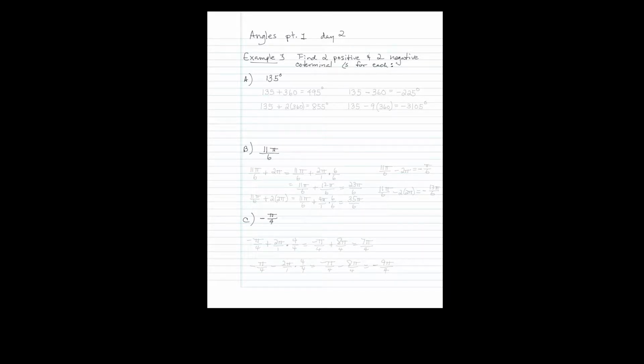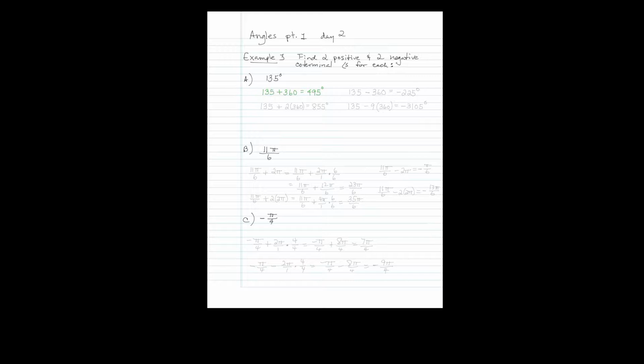In this video, we're going to do example 3 that is in the angles part 1 notes. So we're going to find two positive and also two negative angles that are coterminal with the angle that has measure 135 degrees. So the first positive angle that I'm going to find would be 135 degrees plus 1 complete rotation. And so that would be an angle that is 495 degrees.